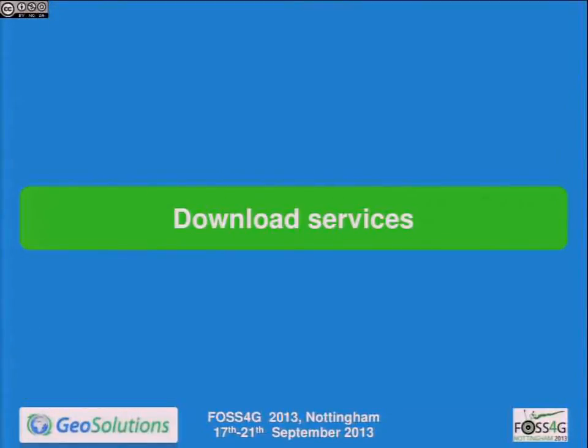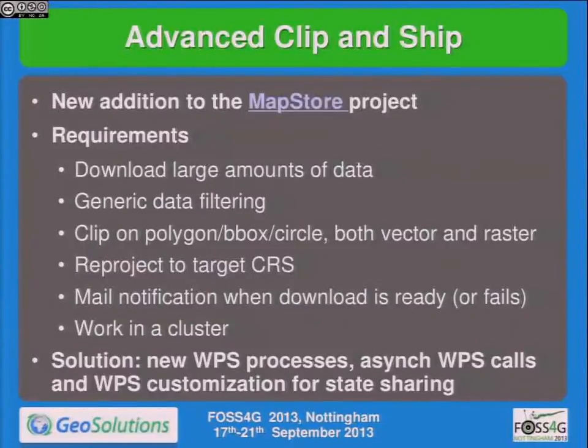Now, let's go to another application that we have been developing, download services, which instead uses WPS. Now, the requirement of this application is pretty simple. The user wants to look on the map, select some layers, select an output format, and download the data, plus some extra about clipping the data.